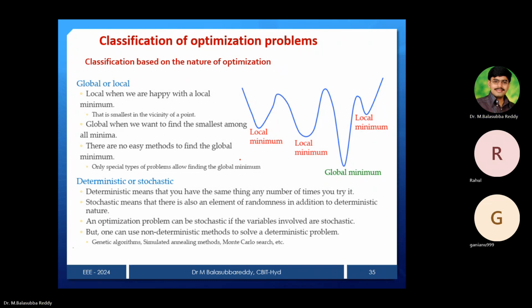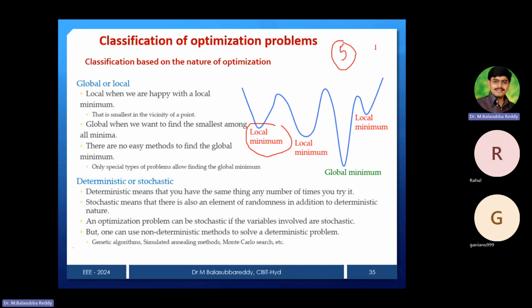The meaning is, suppose, for example, in a classroom, 5 members are there. Let us assume that. All 5 members are writing an exam. They got some ranks. Now, which is the individual rank? We call it a local minima for a particular person. Among 5, who has the least rank? He is the topper. That is the global minima.